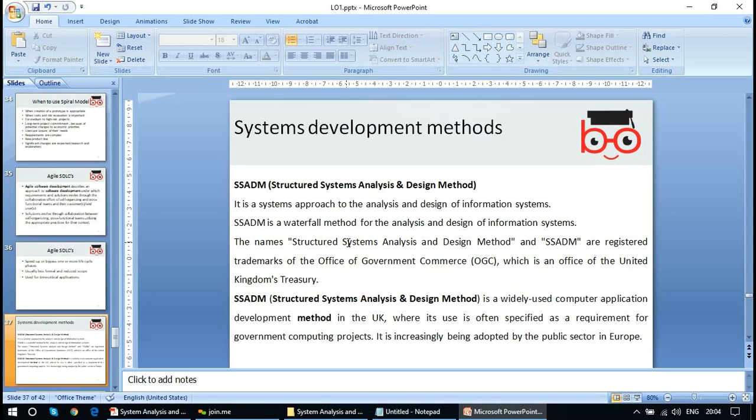Structured system analysis and design method is a widely used application development method that works under agile. We don't need to go into much detail, because that would require studying case studies, and that would be too much. For level 4, if you understood the conventional system development from waterfall, incremental, prototype, and spiral, that is more than enough. There is only a touch of these agile systems: they are flexible, and structured system analysis and design is also one of the agile development methods.